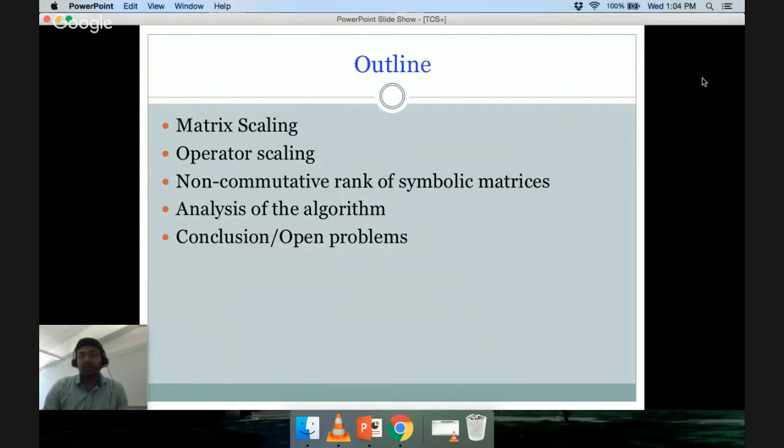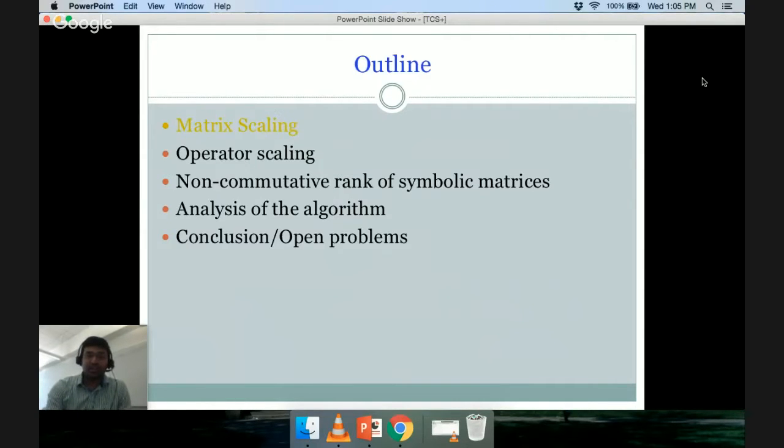So it turns out this connection is really two-way. Operator scaling helps us give a polynomial time algorithm for non-commutative rank, but also the techniques from non-commutative rank, especially theorems from invariant theory, help us analyze operator scaling. Okay, and after defining non-commutative rank and setting up the techniques, I'll give you the analysis of the algorithm for operator scaling, and then I'll end with some conclusion and open problems.